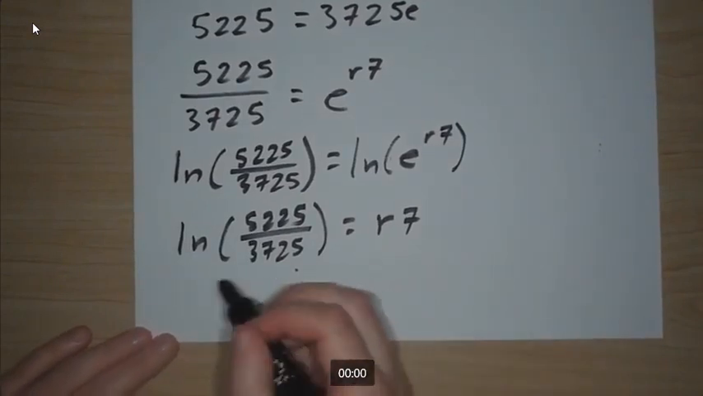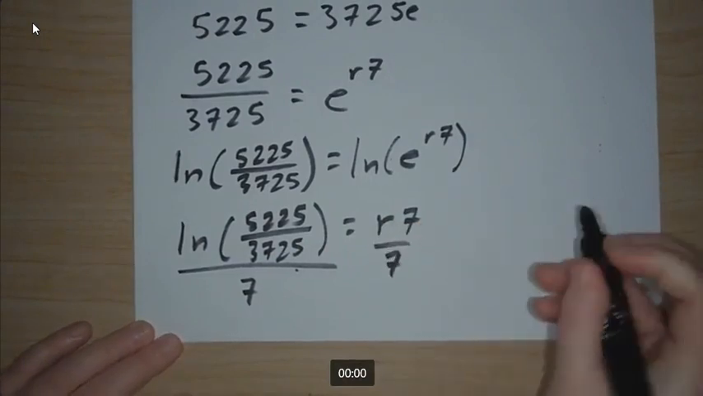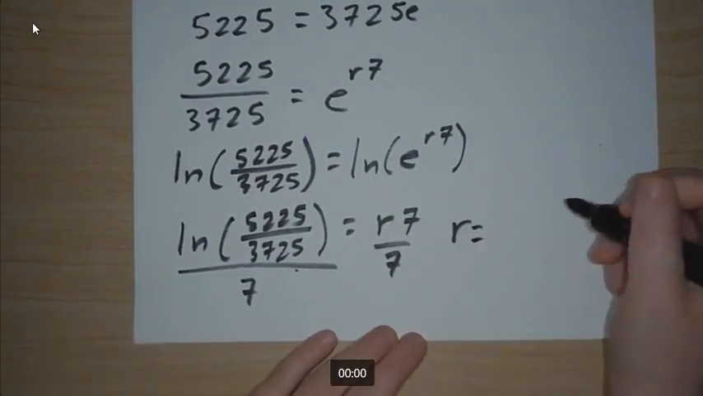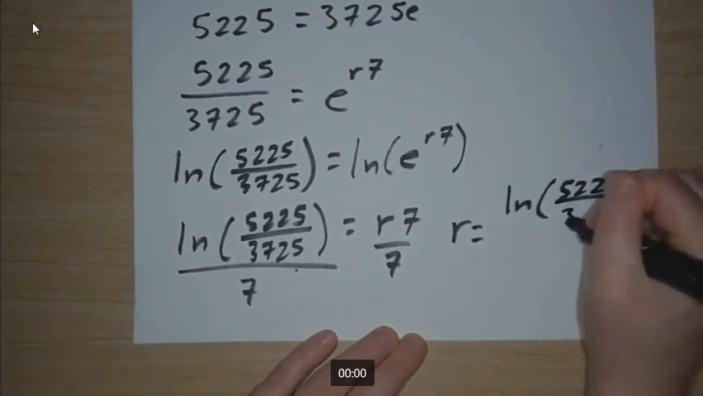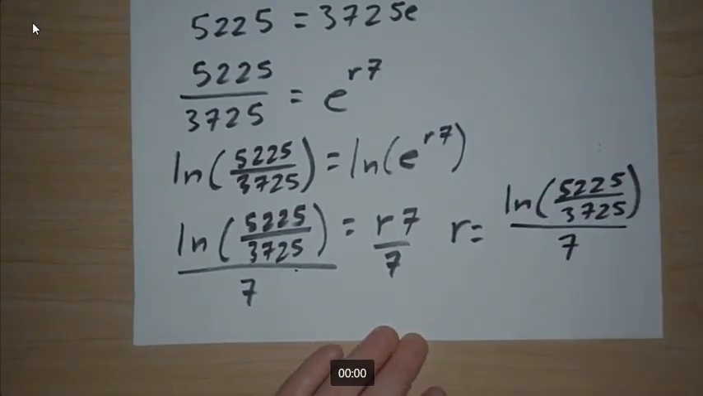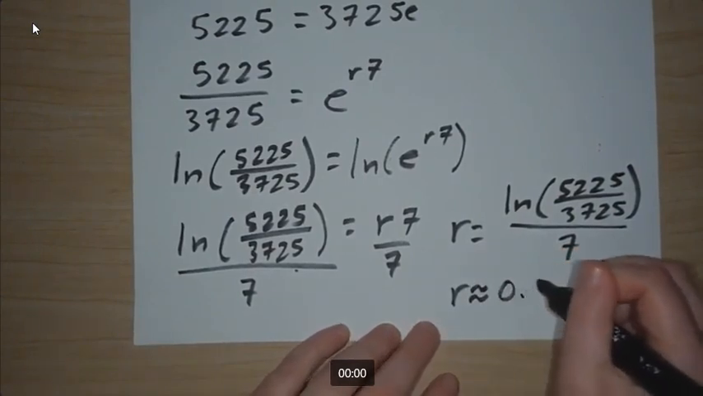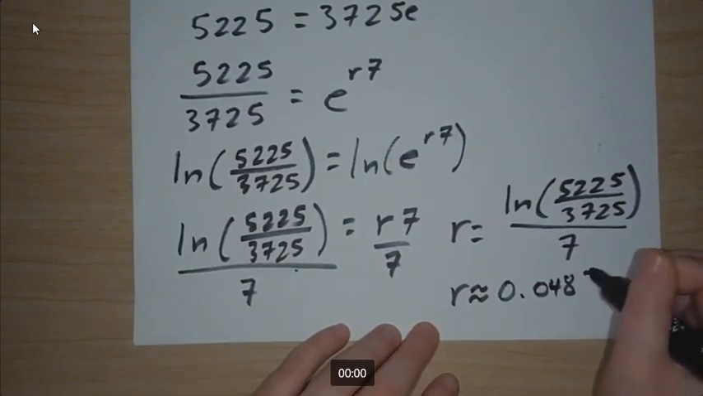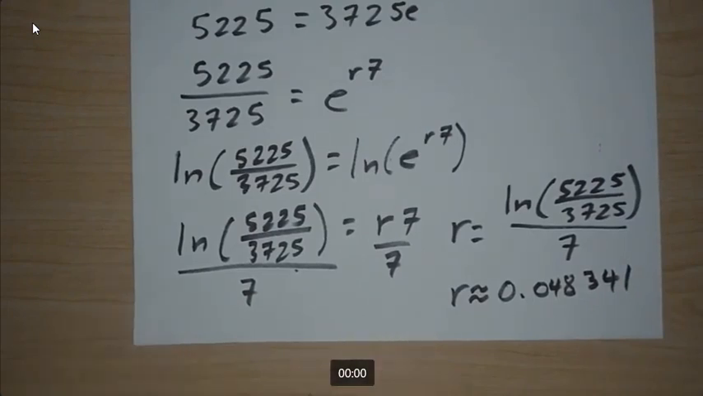And then we're going to divide by 7. So we get r is equal to ln of 5,225 divided by 3,725, over 7. And putting that into a calculator, we get that r is about 0.048341. But generally speaking, when we're writing a rate, we want to write it in percentage format.